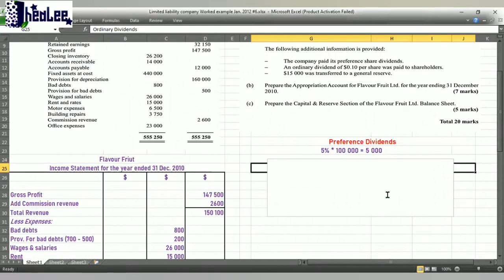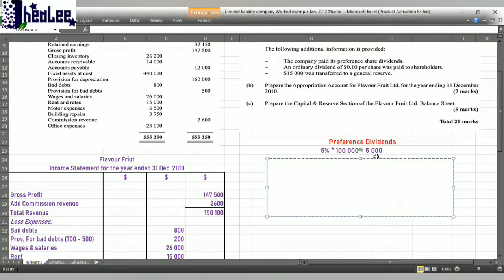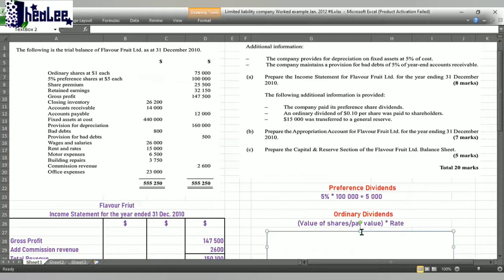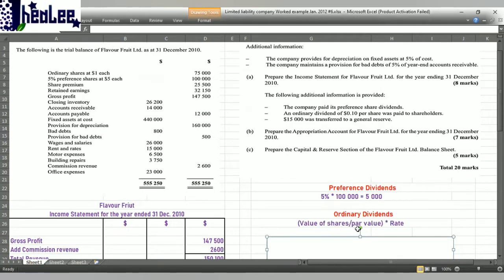So in calculating our ordinary dividend to be paid out to our ordinary shareholders, it is, as they said, 10% per share. And because it is per share, you have to use a formula in calculating that. So that is the value of shares divided by the par value times the rate. The rate is 10 cents per share.